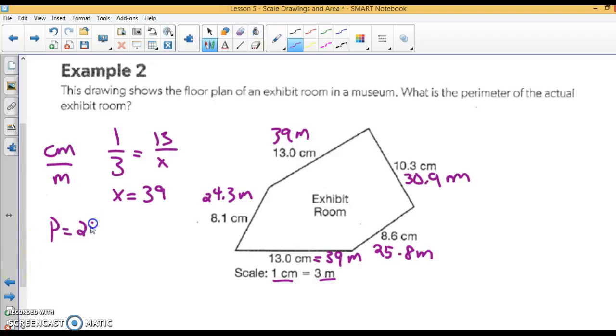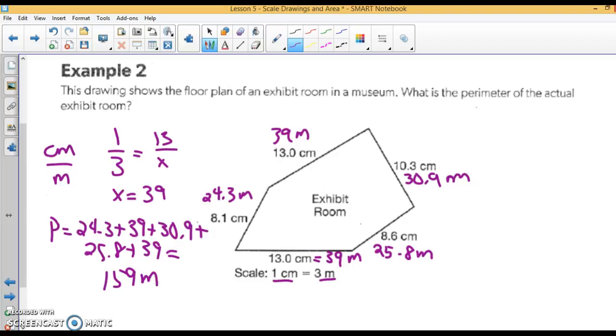All the actuals. So 24.3 plus 39 plus 30.9 plus 25.8 plus 39. The perimeter of the actual is 159 meters. Again, convert before you find the area, or the perimeter, the actual.